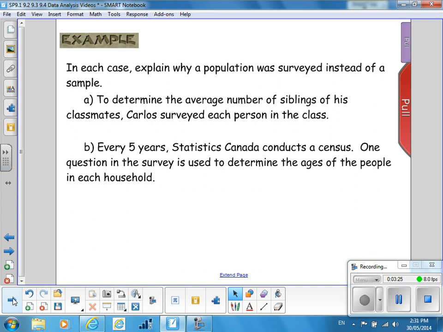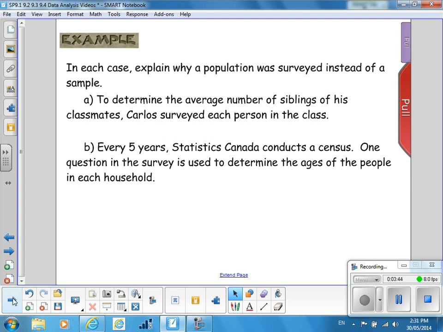The second one: every 5 years, Statistics Canada conducts a census. One question in the survey is used to determine the ages of the people in each household. Now this type of census takes time and it is costly. However, it is very important.